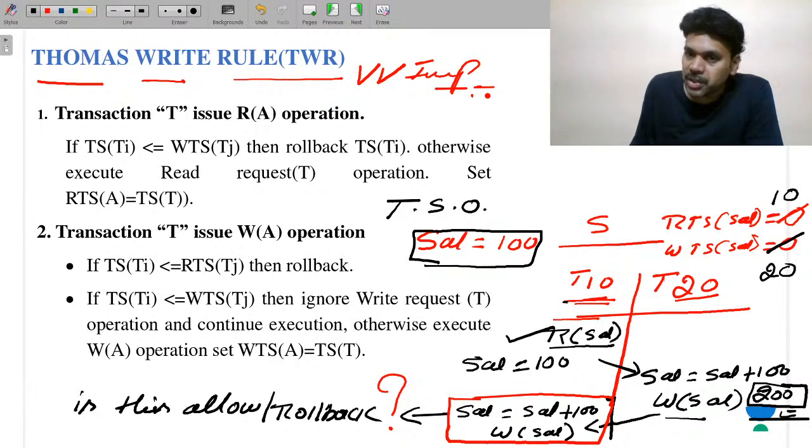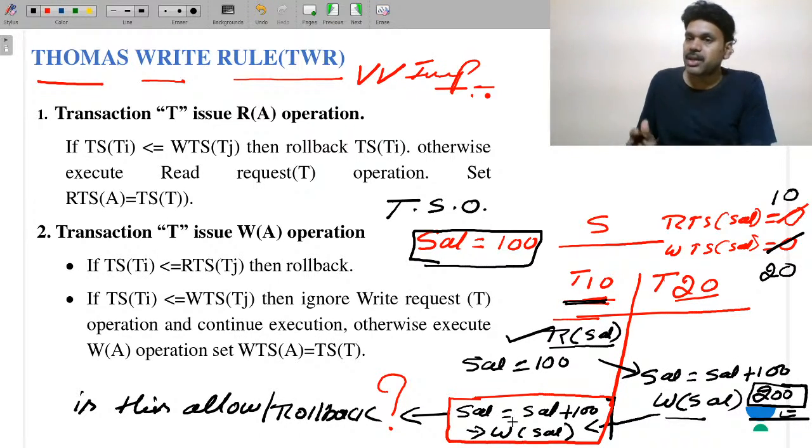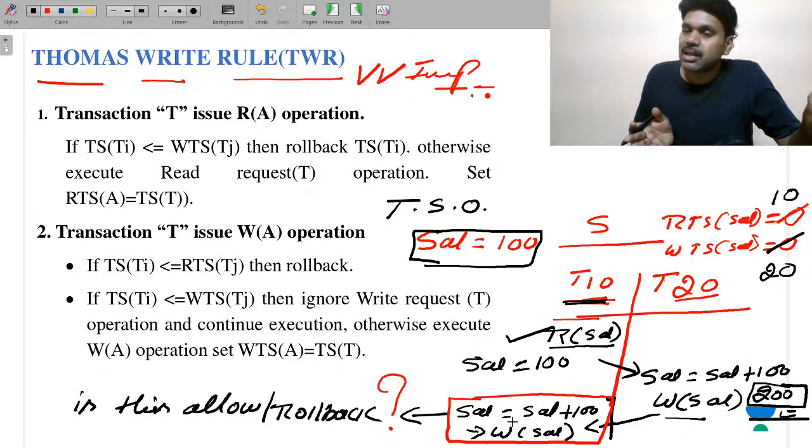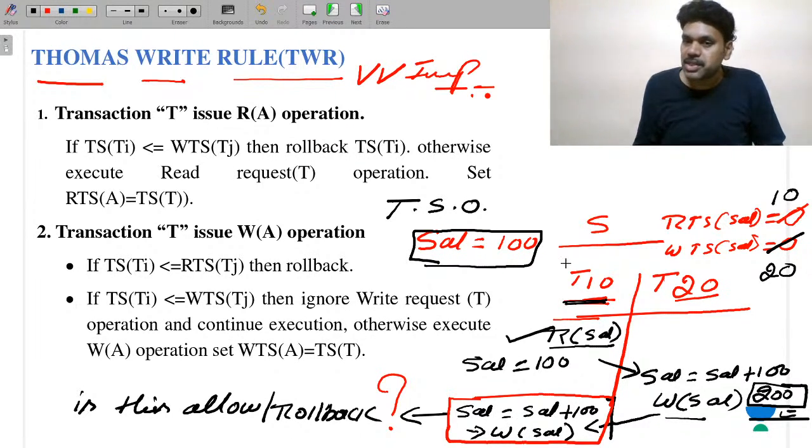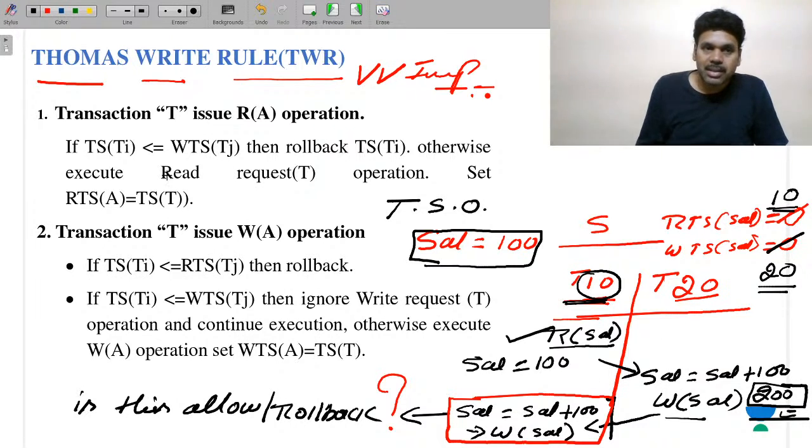Again you are coming into the loop, T10 is coming. So you are coming with which action? Write action. Write action means its timestamp has to be greater than or equal to the read timestamp as well as the write timestamp. What is your number? You are coming with the same number 10 only. So 10 is greater than or equal to 10, but it is not greater than or equal to 20. Therefore, what happened? This is going to roll back.